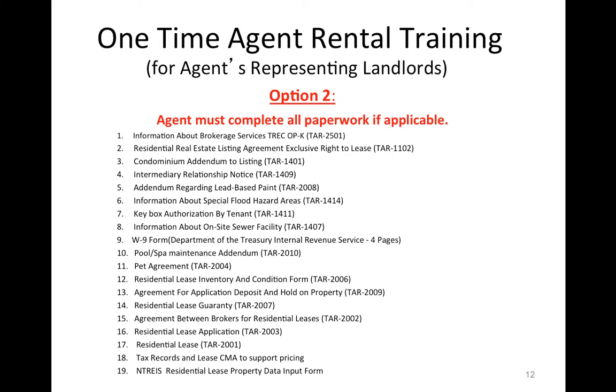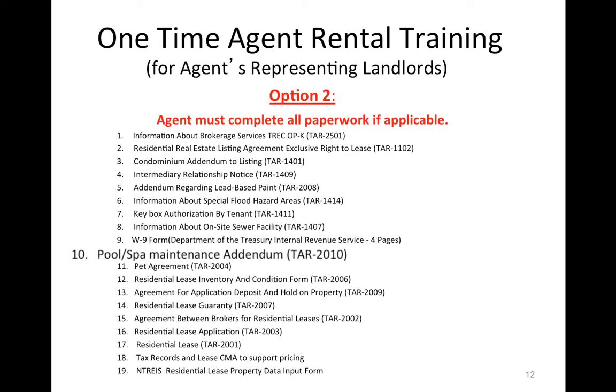That's by the way by the tenant, when the property is ready for releasing to someone else, we need the tenant to sign a key box authorization for the end of their lease so the landlord doesn't have any vacancies. You need a W-9 form. How many of you have ever had a landlord or tenant sign a W-9 form? You need a pool spa maintenance addendum.